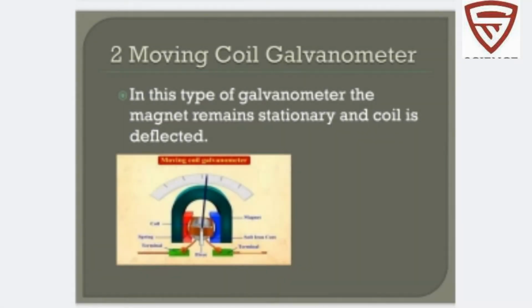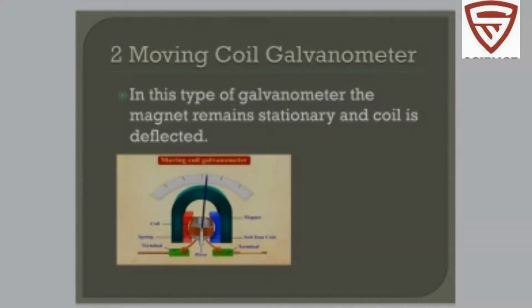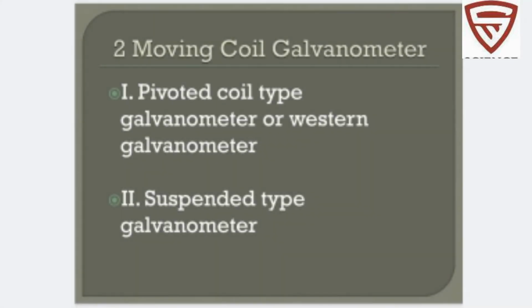And number two, the moving coil galvanometer. In this type of galvanometer, the magnet remains stationary and the coil is deflected. We can further divide the moving coil galvanometer into two parts. Number one is the pivoted coil galvanometer or Weston galvanometer, and number two is the suspended coil galvanometer. First we will discuss the pivoted coil galvanometer.